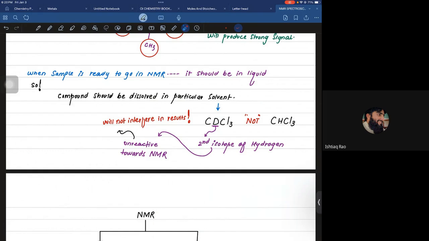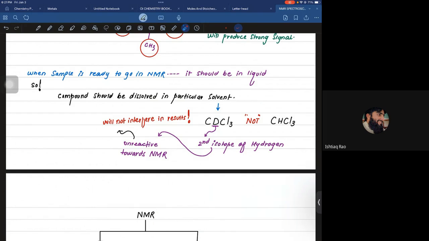Then what would you do? What is the job of your spoon? The job of the spoon is to just provide its surface and dissolve the sugar into the water. That's it. So what is the job of the solvent? The job of the solvent is to just dissolve the sample. That's it. It's not supposed to react with your sample.